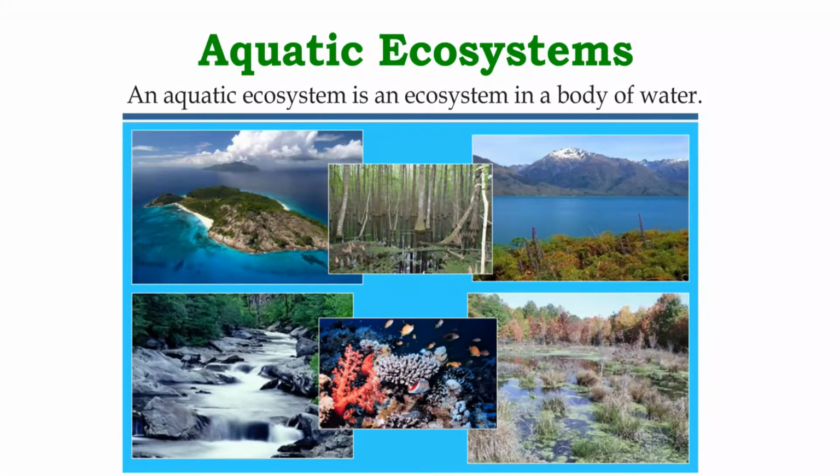So when we need to remember, aqua is related to water, and water contains living things. Any of them is an example for an aquatic ecosystem, which is sea, ocean, dam, marsh, river, lakes.